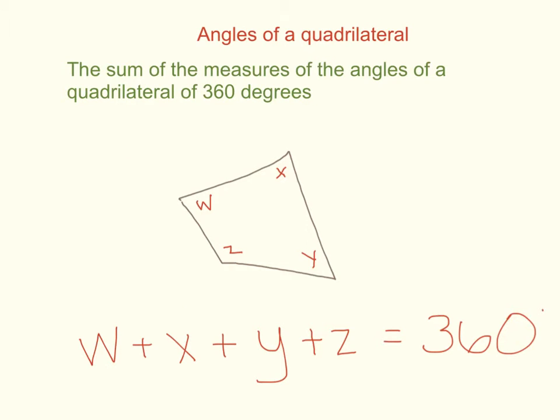When we're looking at angles of a quadrilateral, remembering that this is 4 sides, the sum of the measures of the angles of a quadrilateral is 360 degrees. So when you add all of the angles up, it must equal 360. You can use this information to find a missing angle by adding up the sum of the other angles and subtracting that from 360.